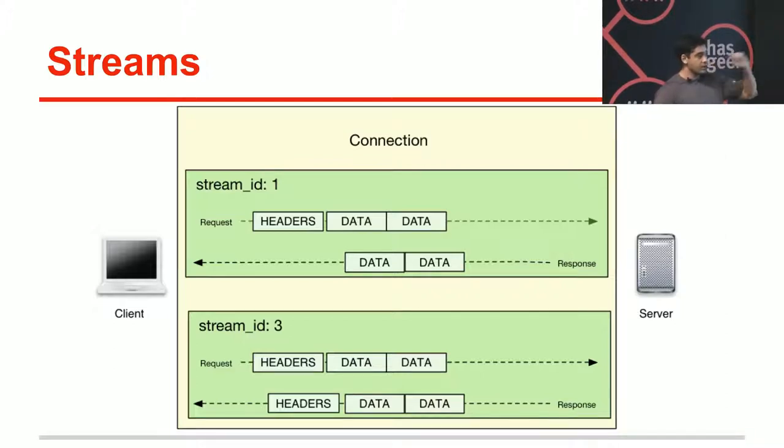What's unique here is the stream identifier. So H2 has said any client-initiated stream would be an odd number, and any server-initiated stream would be an even number, which we'll look into on the next slide.